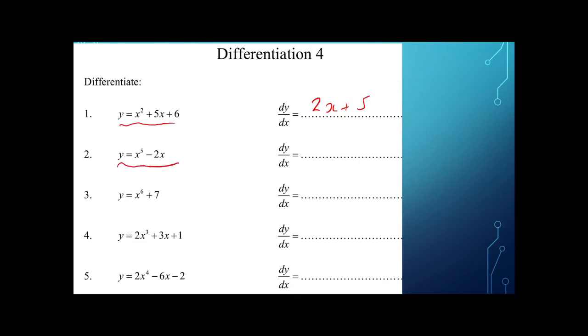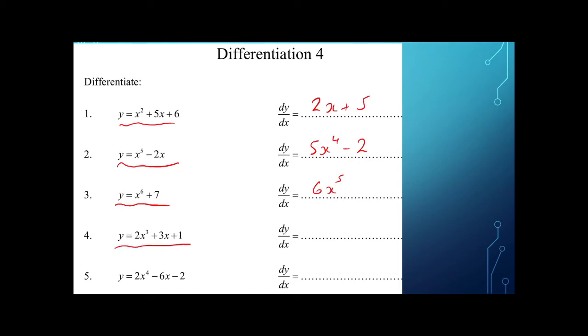Number 2, y is equal to x to the 5 minus 2x. The 5 goes in front, 5x to the 4 minus 2. Y is equal to x to the power of 6 plus 7. The 6 goes in front, it becomes x to the 5, and the 7 disappears.